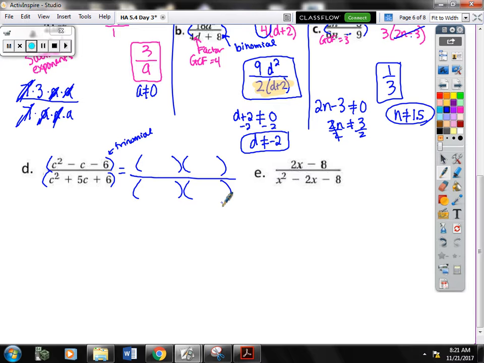Since A is 1, I'm just looking for numbers that multiply to get me -6 and add to get me a -1. So what would I factor that top trinomial into? Numbers that multiply to a -6 and add to a -1. What would I pick? Hannah?